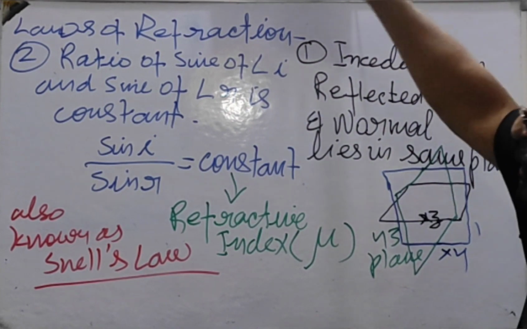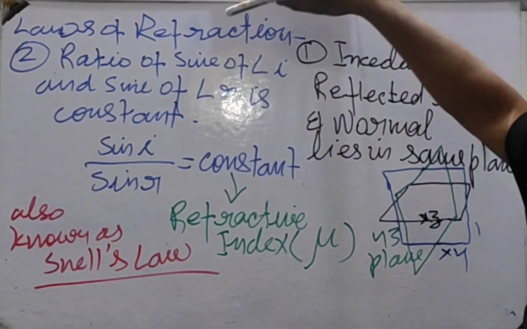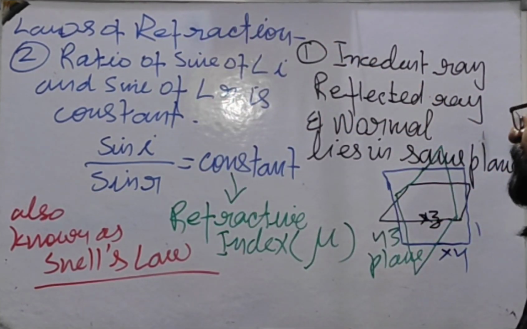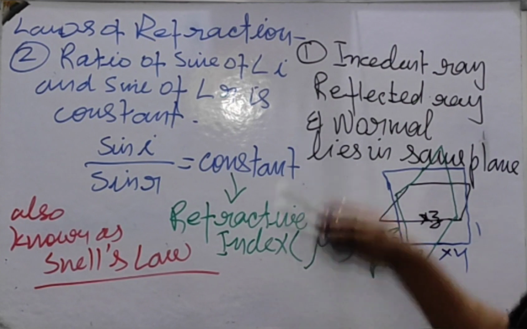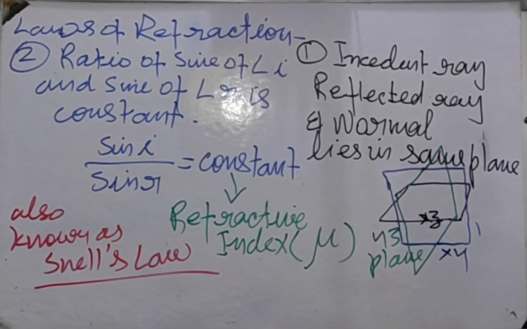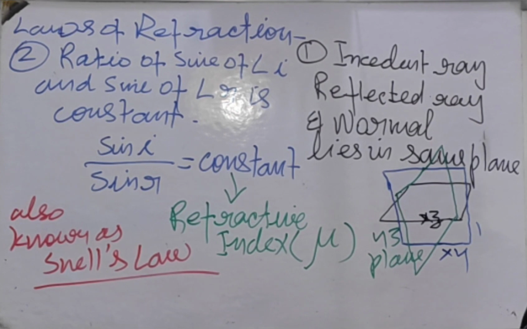So when your question is asking for Snell's law, then you have to write this only. When they are asking for laws of refraction, then you have to write both. What is the difference between these two, laws of refraction and Snell's law? So you must be more conscious about that. Fine.